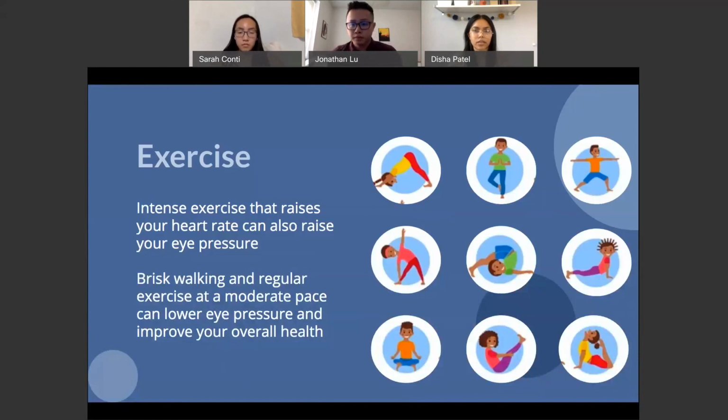Regular, moderate exercise may help prevent glaucoma by reducing eye pressure. However, it is important to stay careful and consider that intense exercise that raises your heart rate can also increase your eye pressure. But brisk walking and regular exercise at a moderate pace can lower eye pressure and improve your overall health. If you lift heavy weights, have a qualified trainer show you how to breathe properly during the exercises, and talk with your doctor about an appropriate exercise program.